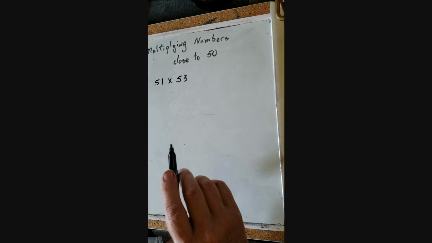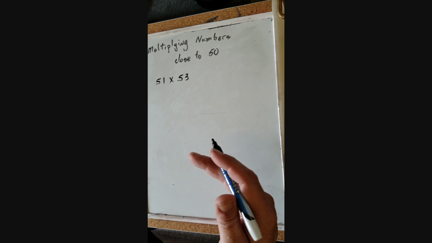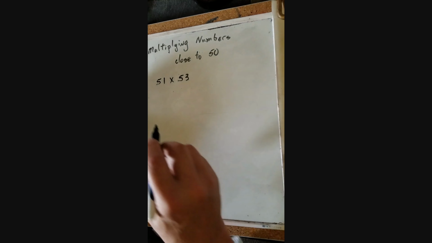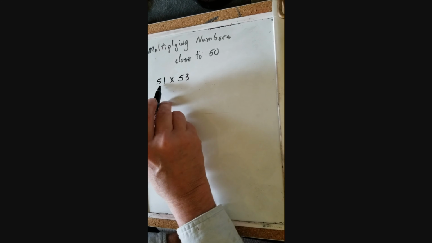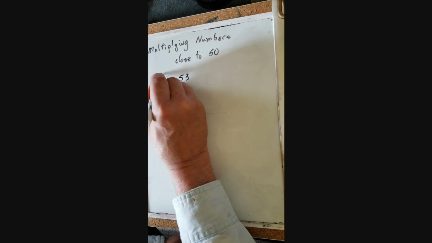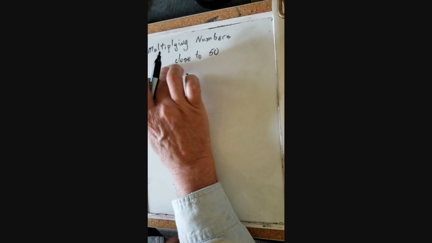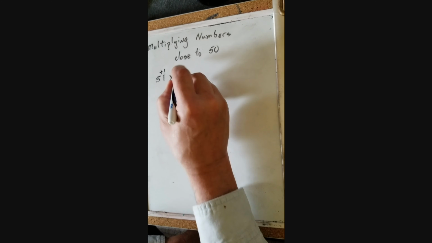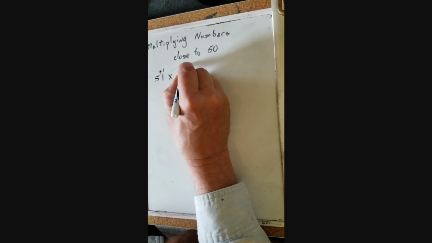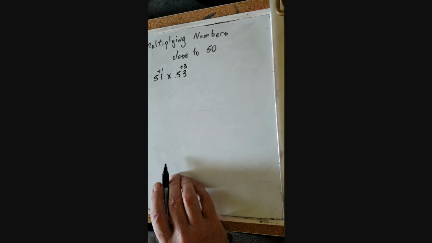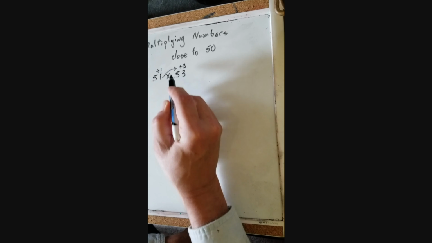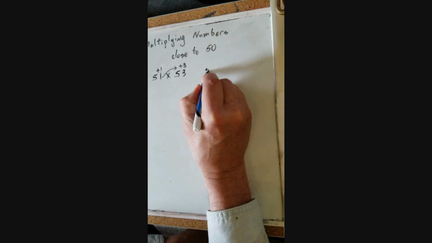And what we're going to be doing, we're not going to be multiplying, we're going to be using a base 50. So let me just go through one so you can kind of see where I'm coming from. All right, so this number is one more than 50, so we'll put a plus 1 up there. This number is 3 more than 50. So now I take 51 plus 3. That's 54.